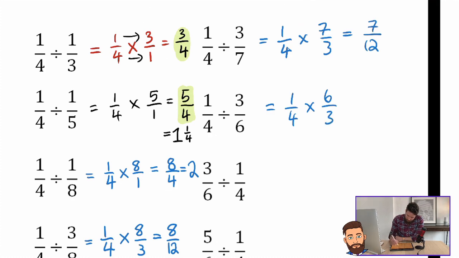Here we can cross cancel. 2 goes into both of these: 2 goes into 4 twice, and 2 goes into 6 3 times, which would be 1 times 3 is 3, 2 times 3 is 6, which simplifies to 1/2. Not 1/3, 1/2, sorry.